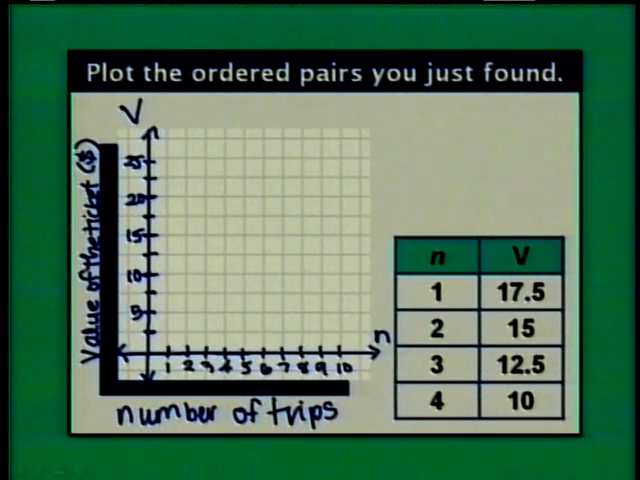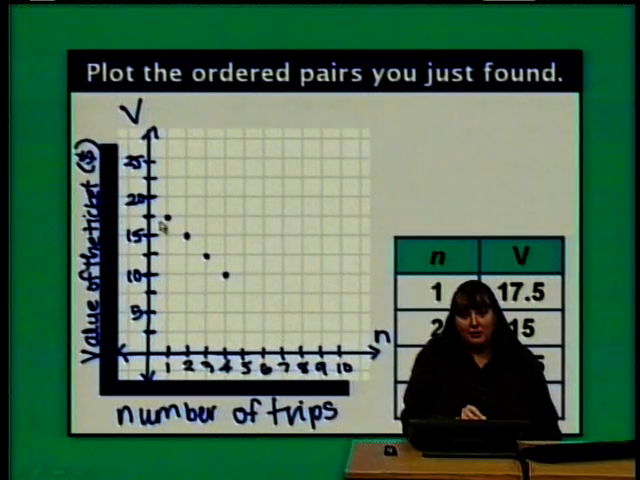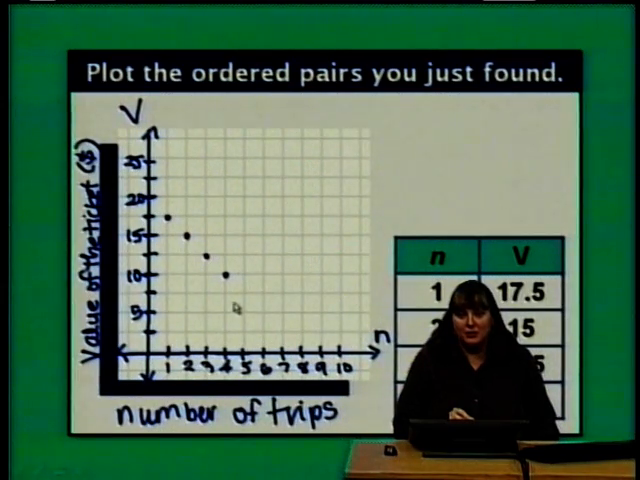So I start with a point 1, 17.5, then 2, 15, 3, 12.5, and 4, 10. Notice that as we look at these points from left to right, which is how we read a graph, the points are going downwards, which makes sense, the value of the tickets decreasing by $2.50 for each trip.